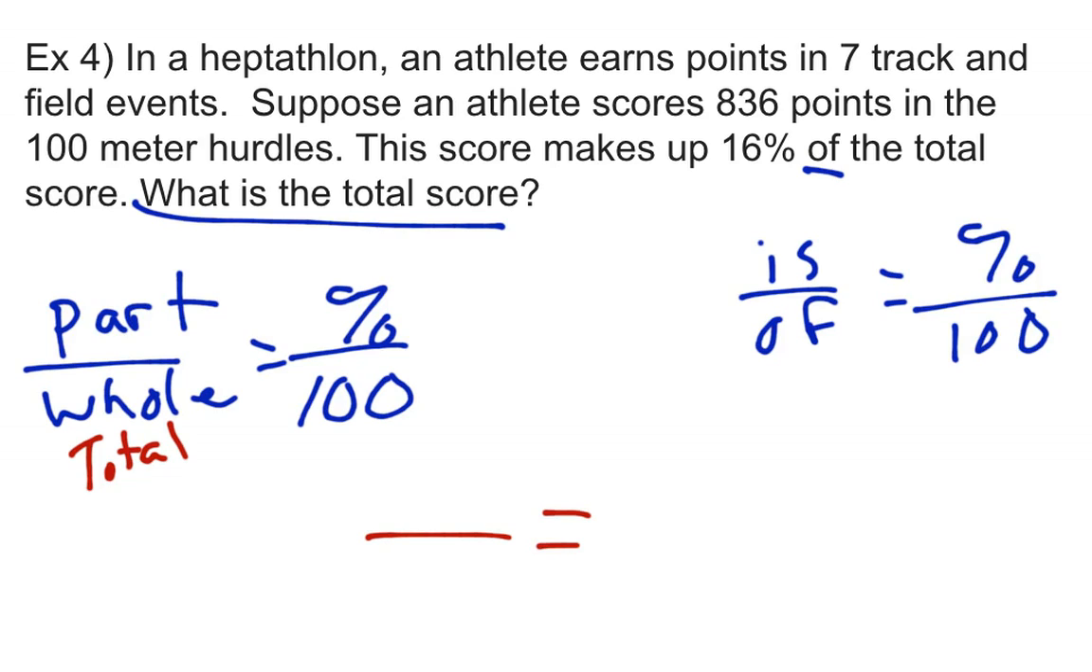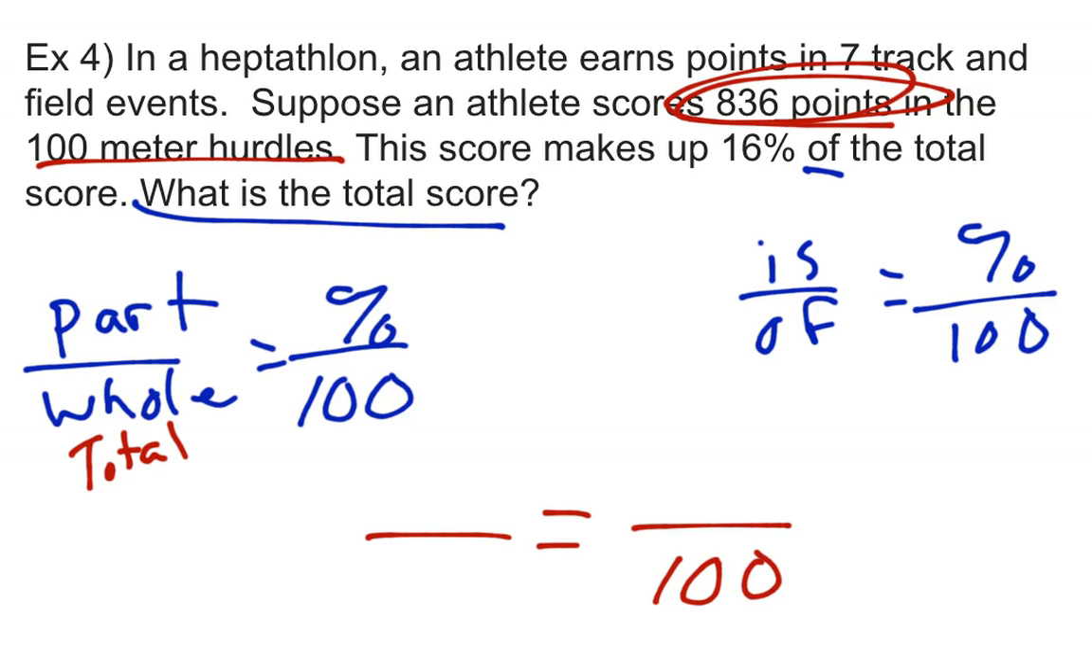So when I'm looking at this problem, I see a couple numbers. It says 7 track and field events, so there's 7 events. It says that the athlete scored 836 points, okay, in the 100-meter hurdles. So you got to determine, okay, I know my 100 here goes here. I have to determine, is that 836 points just a partial amount of the entire score, or is that their final score for all 7 events? Well, it's just a partial amount, because it says, suppose the athlete scores 836 points in the 100-meter hurdles. That's just one event. That's the points from one event. That is a partial amount.